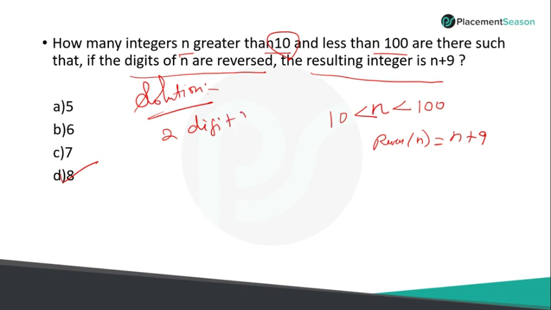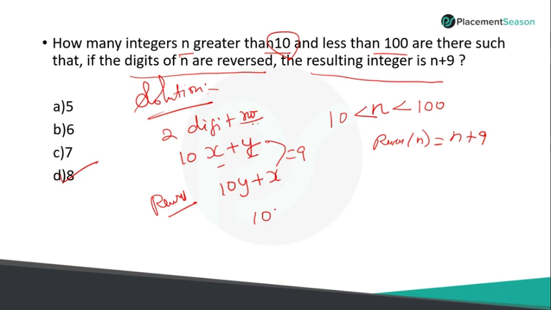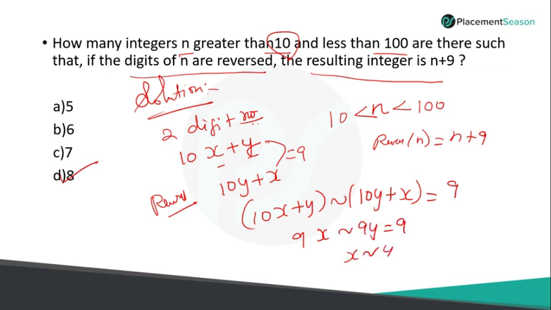They have very clearly mentioned the number is greater than 10, which means the number has to be a 2-digit number. Any 2-digit number can be written as 10x plus y, where x and y are the tens and units places. So what will be the reversal of the number? It will be 10y plus x. The difference between these two is equal to 9. So 10x plus y minus 10y plus x is equal to 9. So it is 9x minus 9y is equal to 9. So what's the difference of x minus y? 1. Clear?